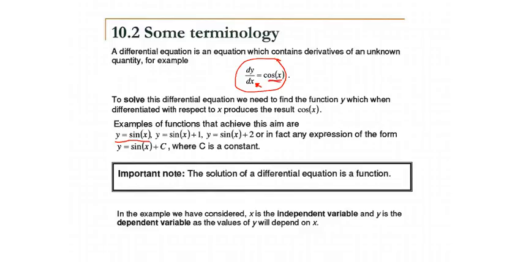Okay, so that's fine. What about if I put y equals sine x plus 1? Differentiate that and put that in. Does that work? And I notice again that works. Differentiate the 1, I'm going to get 0. Differentiate the sine x, I'm going to get cos x. So that's also a solution.